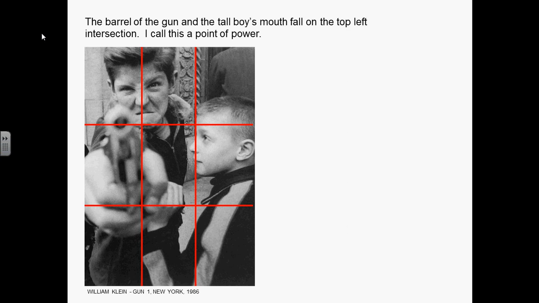So we're using rule of thirds in two ways in this. One, by putting the main subject right at one of those intersections. I call those intersections points of power. Also, we're breaking it down into a 2/3 and 1/3 composition. The larger boy takes up 2/3 of the frame. The smaller boy takes up approximately 1/3 of the frame horizontally.